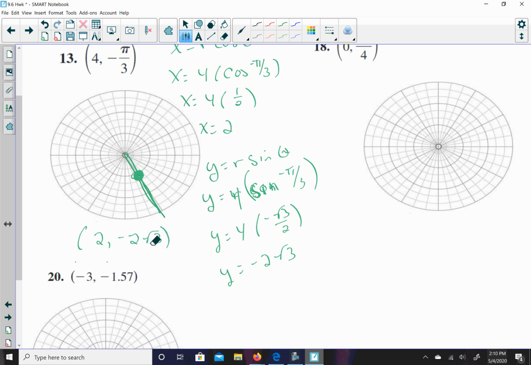And I like to do a check to make sure. This point, positive, negative, would be in the 4th quadrant, and where I plotted this point is also in the 4th quadrant, so it looks like it's a good match.